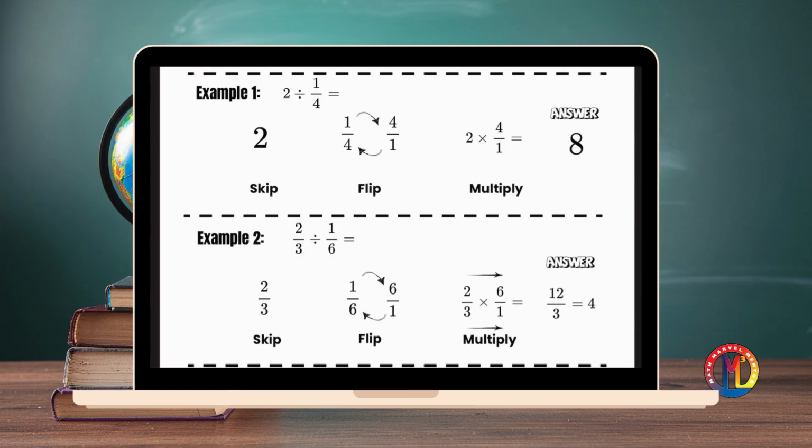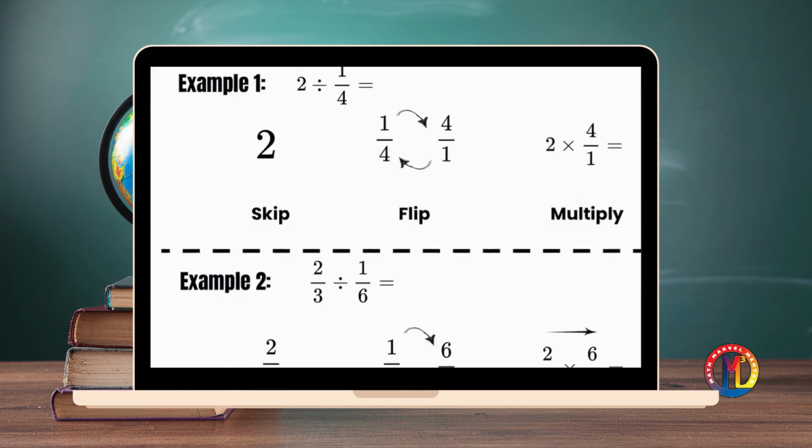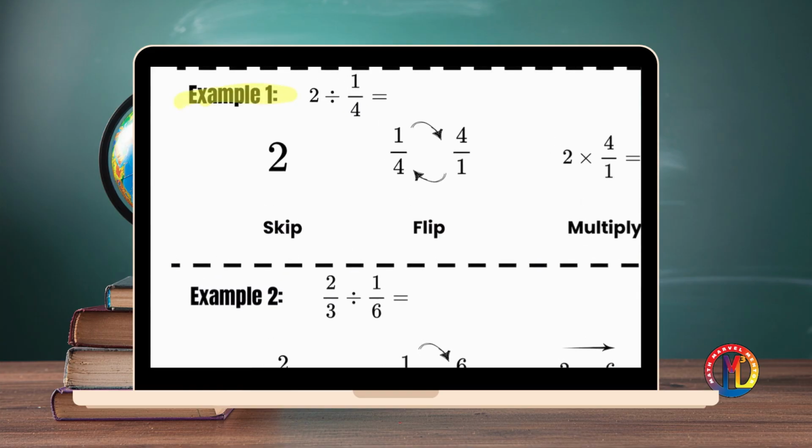Okay, so skip, flip, multiply is a trick that a lot of people use to help them remember what they're supposed to do when dividing fractions. So let's look at our first example here, number 1. Example 1, we have 2 divided by a 4th.